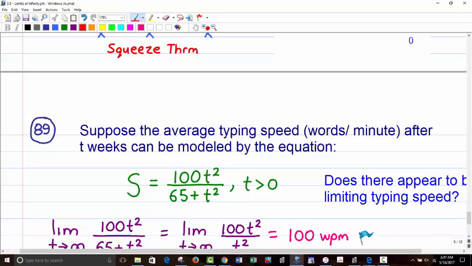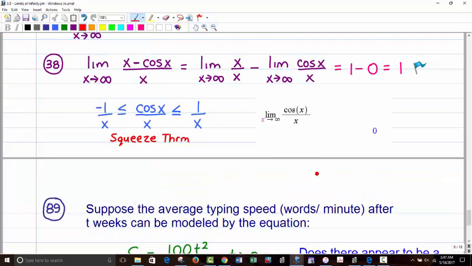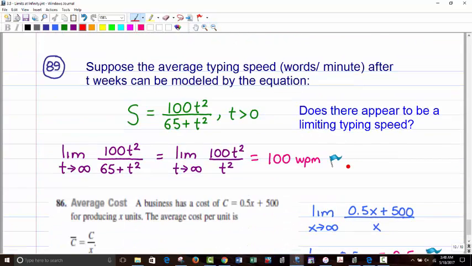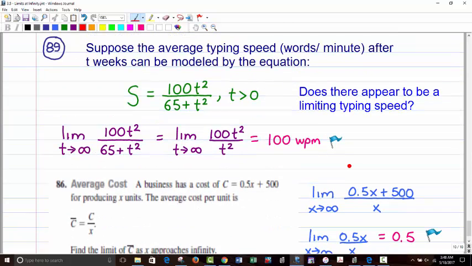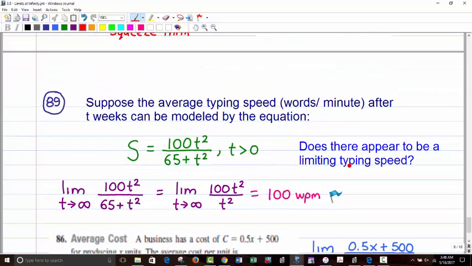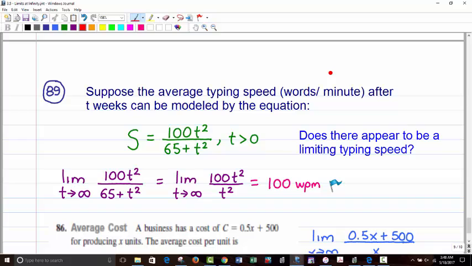All right, here's just some sort of application type problem. I wouldn't make a big deal out of this, so we'll just look at a couple of quick limits here. Suppose the average typing speed after t weeks can be modeled by the equation S equals 100 t squared over 65 plus t squared.